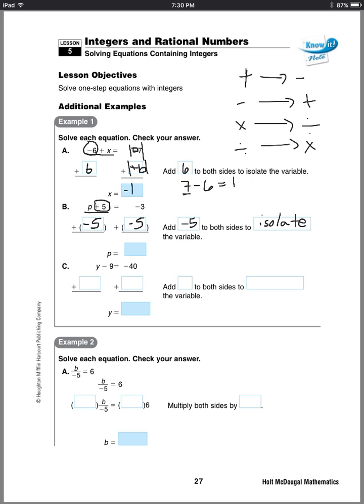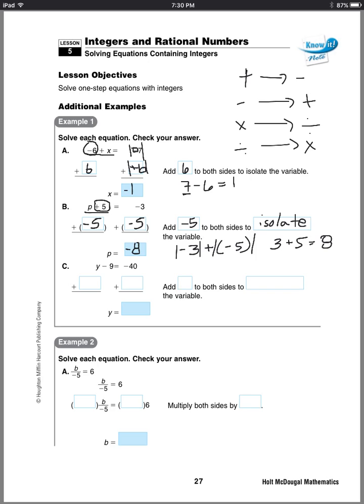So we have -3 plus a -5, and we find the absolute value of both, and we get 3 plus 5. Because they have the same sign, we add, and we get 8. But because they have the same sign, remember we keep the sign and we get -8. So you find the absolute value, add, and keep the sign if they're the same.